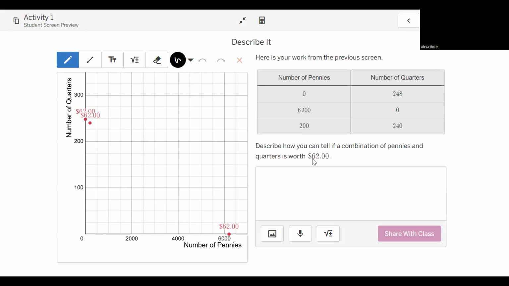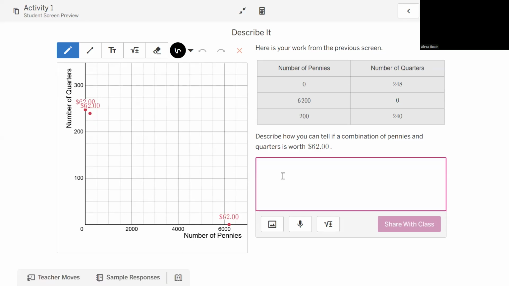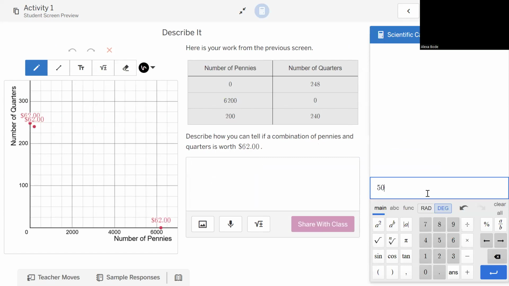Okay, so part of it is if you are just given the combinations like we did yesterday with the Takis and the gummies, you would want to multiply the number of pennies by that 0.01 of a dollar. So if I had, let's just say 500 pennies, I can multiply that by 0.01, that is $5.